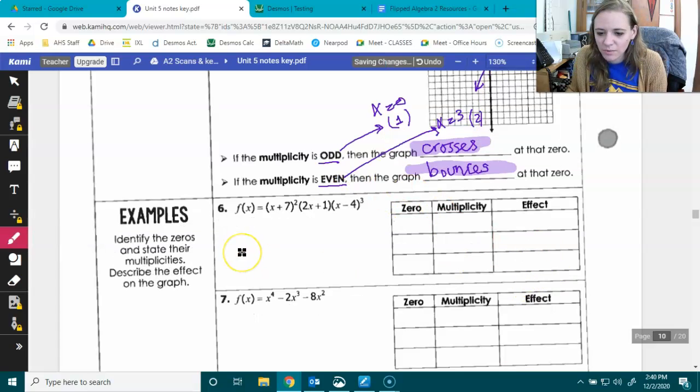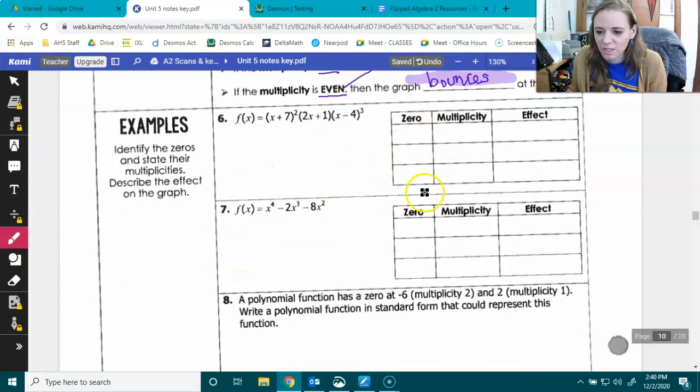All right, so what I'm going to do is do an example of where you say what the 0 is, and then how many times it occurs, and then what it's doing there. So is it a cross or is it a bounce? So I'll do this first one. Actually, this first one's pretty easy because I don't have to graph it. Yay! All right, so this one, x plus 7 squared.